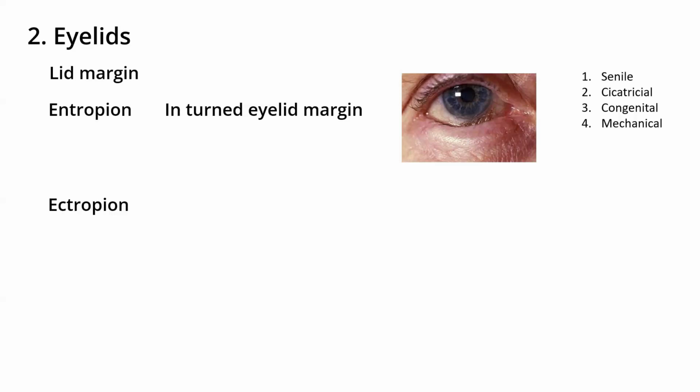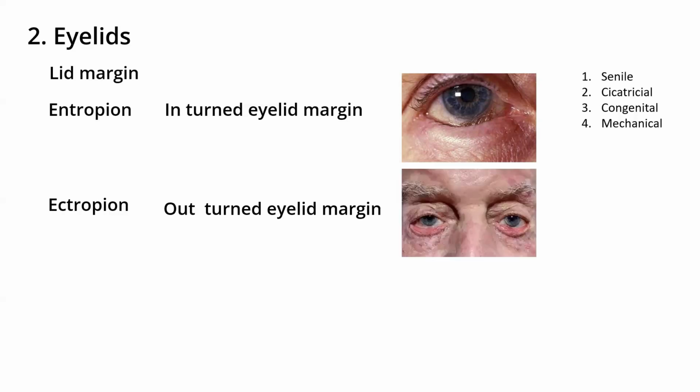Ectropion. What is ectropion? The first one was entropion, an inturned eyelid margin. The second one is an outturned eyelid margin, otherwise called ectropion. You see that the eyelid margin is turned out and you can see the palpebral conjunctiva here. This is ectropion. Again, the causes can be senile, cicatricial, congenital, and mechanical. We'll learn about these things in another video.